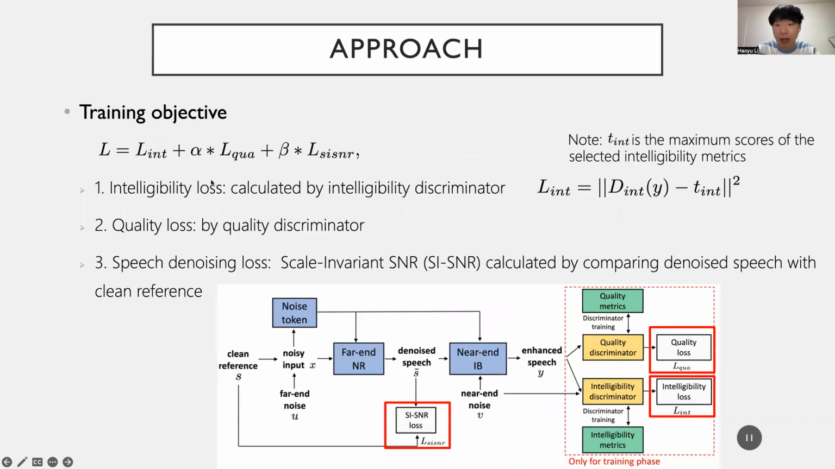The training objective consists of three terms. The first term is the intelligibility loss, which is defined in this equation. By minimizing this loss function, the listening enhancement module has to produce enhanced speech that can reach an intelligibility score as high as possible, close to the maximum. The second one is similarly the quality loss, and the third one is the speech denoising loss, which is SI-SNR, calculated by comparing the denoised speech with the clean reference.